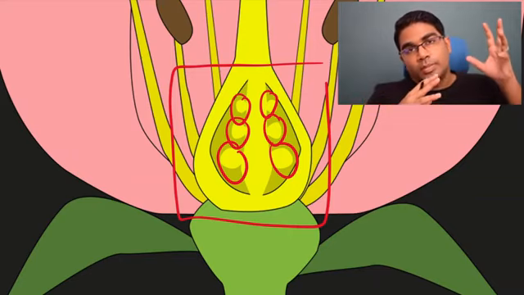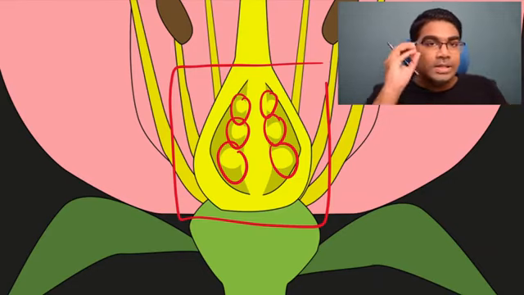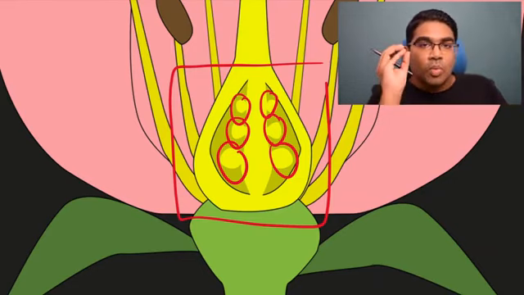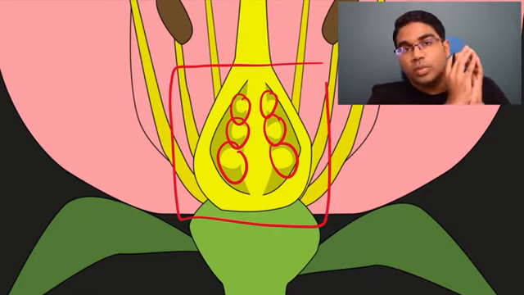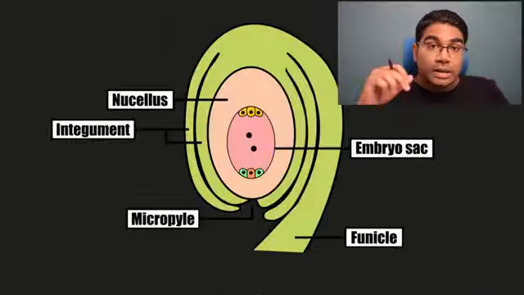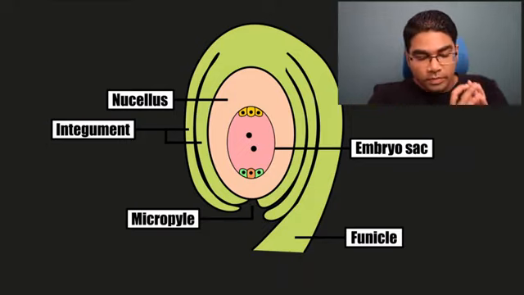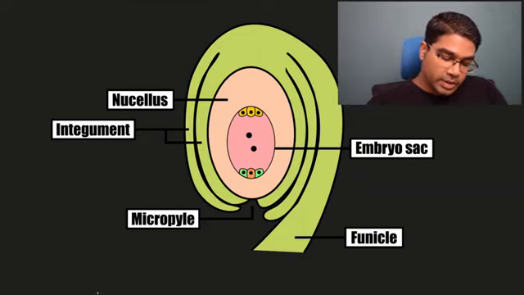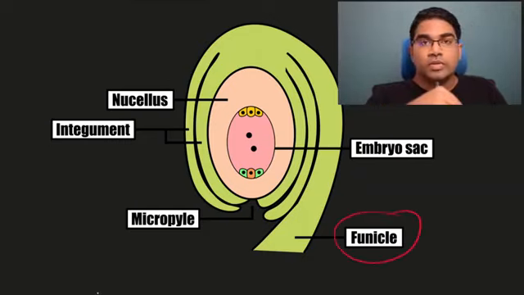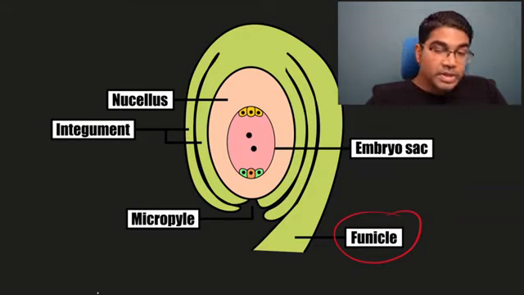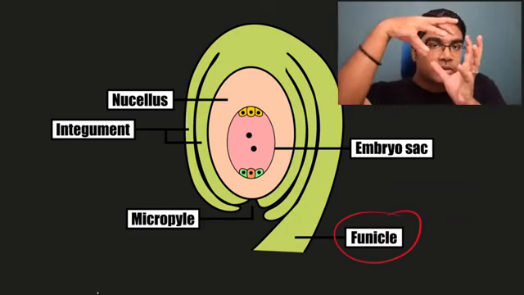Now unlike the pollen sac, which has hundreds of pollen grains, each embryo sac only has 1 egg cell. And inside each ovule there is only 1 embryo sac. This is what an individual ovule will look like. So the ovule starts at the funicle. The funicle is the part that joins to the ovary, but the exact point of attachment is known as the placenta. So the funicle is the stalk that holds up the ovule.